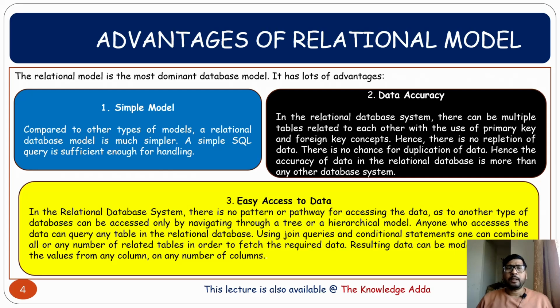Now, in the relational data model, data accessing is very easy. Basically, in a relational database system there is no pattern or pathway for accessing the data, because here we are talking about a hierarchical database management system. There was a predefined path, and by following that path you have to access the data. In a network database system, there are multiple paths available, and you have to choose a path to access the data.